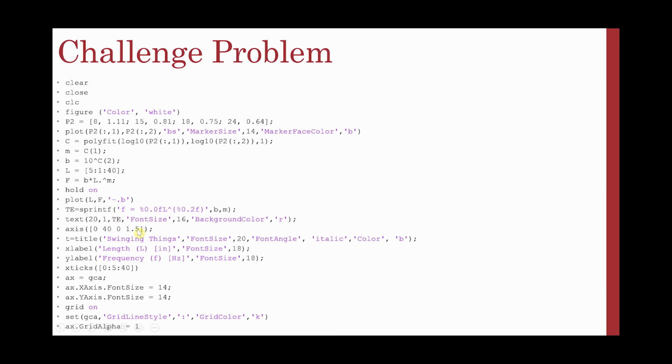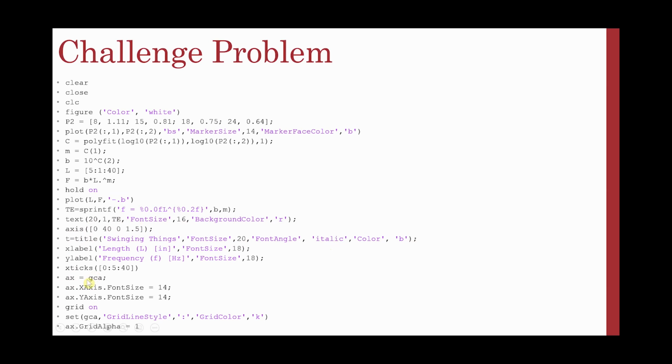We're going to format our axes to have limits of 0 and 40 and 0 to 15. We're going to make our title say swing things. We're going to give it a font size of 20. We're going to make it italic. We're going to also make it blue. We're going to give it labels. We're going to give it axes ticks.